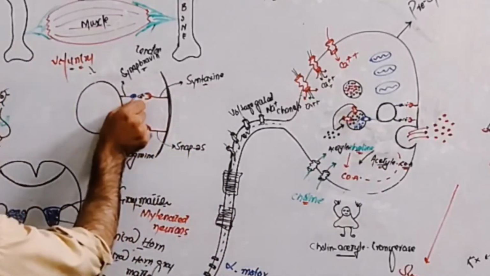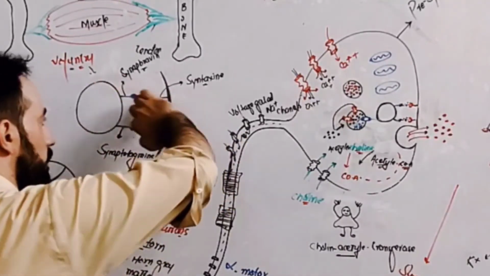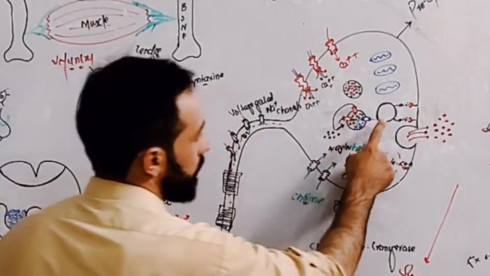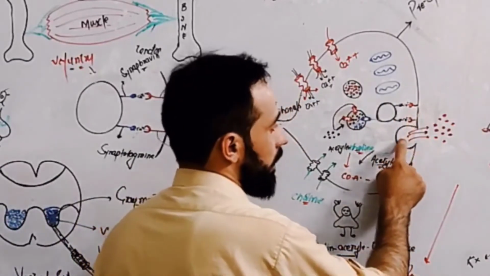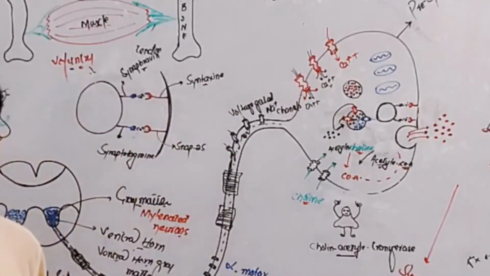So they will attract each other. When they attract each other, they will pull the vesicle towards the membrane, and when the vesicle goes towards the membrane, the vesicle is opened and lots of acetylcholine is released.